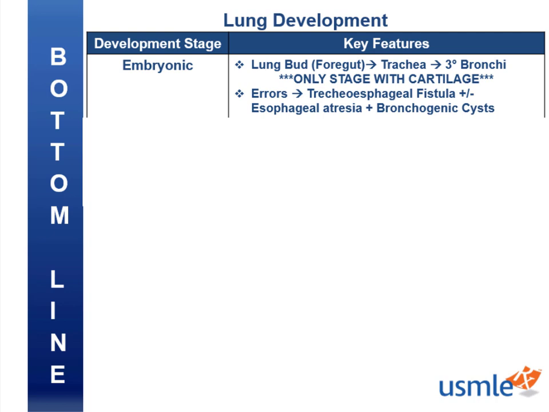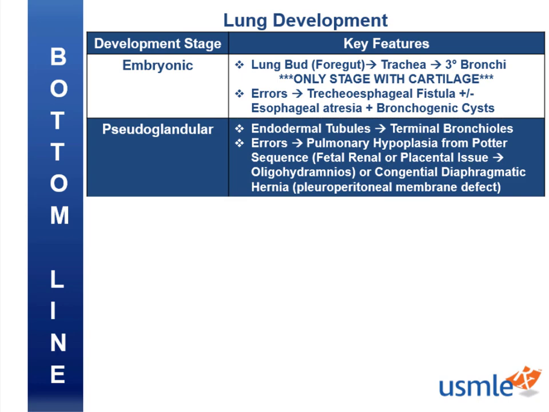In the embryonic stage, the trachea all the way to the tertiary bronchi are formed. These are the only structures in the entire respiratory tract that have cartilage, a high-yield fact to know. Errors at this stage can result in a tracheoesophageal fistula with or without esophageal atresia, which makes sense because the lung bud comes off of the gastrointestinal tract. Additionally, bronchogenic cysts, which by definition have cartilage, which makes sense because they are formed during the same time as the trachea and bronchi, can form as an error during this stage in development.